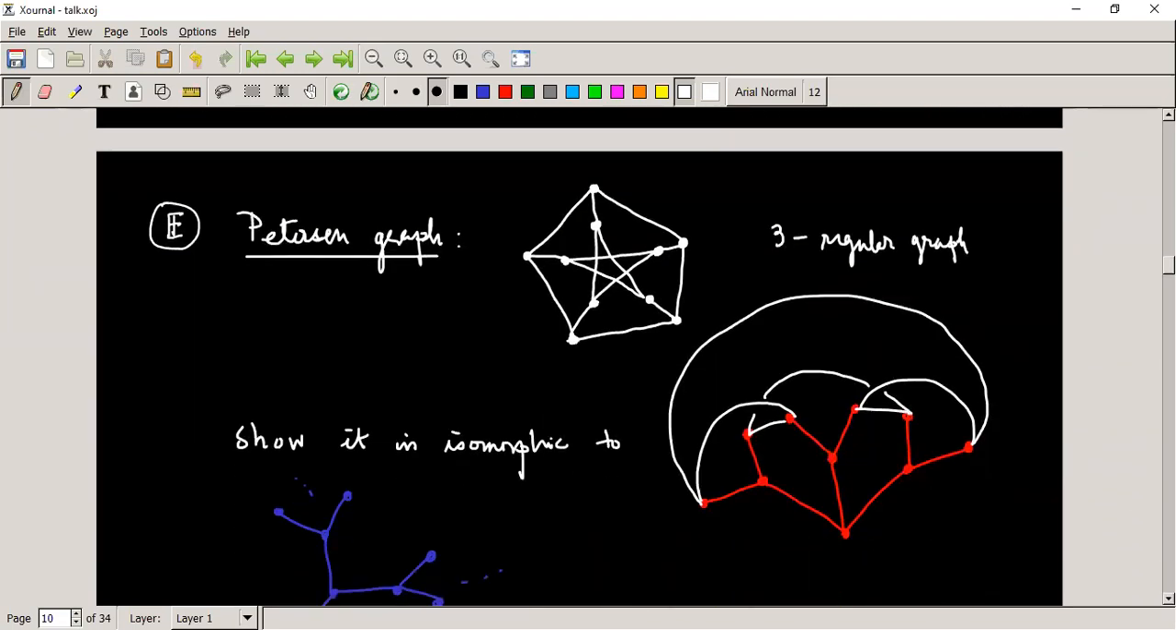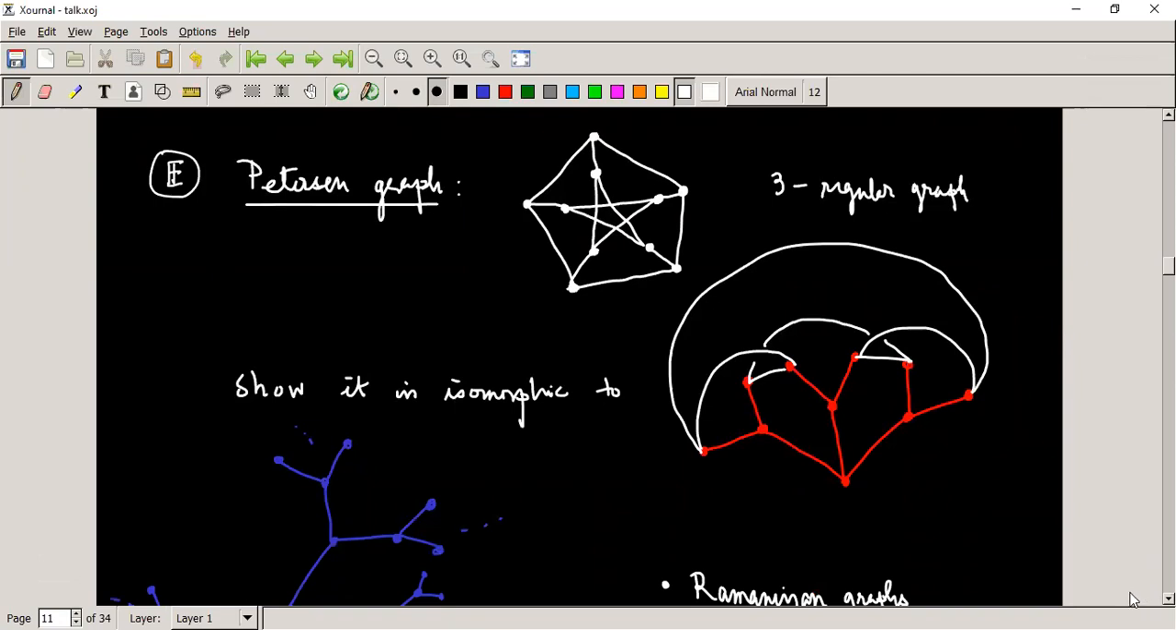Here's another exercise, which I like a lot. It's called the Petersen graph. So you look at this graph, which you draw by taking a pentagon and then taking points here and drawing a star inside. This is a three regular graph, as in every point has three neighbors, right? So every point has three neighbors here. And show that this is isomorphic to the following graph that I've drawn.